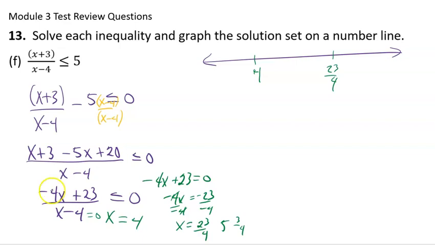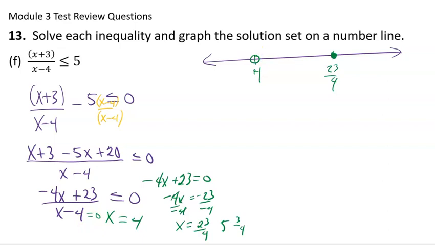So again, from the numerator, your filled in matches the inequality. Because it has an equal to, I'm going to fill in 23/4, if it will let me. There it goes. From the denominator, I don't care what the inequality is. It can't be equal to 4, so that's open.